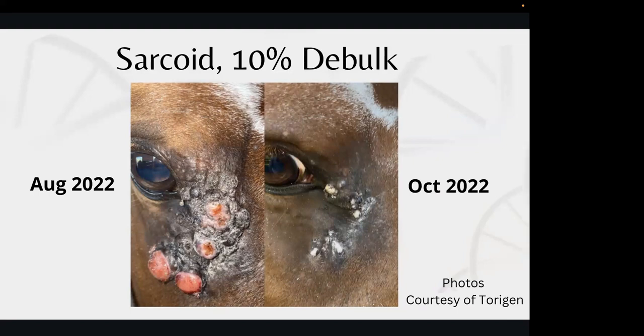So they debulked about 10% of this tumor in August of 2022, and they gave the Torsion vaccine. I think horses get 6 injections, not 3. And in October of 2022, you can see that it looks a lot better. So that's pretty cool.